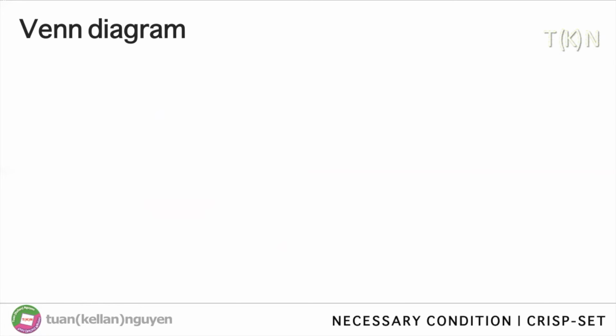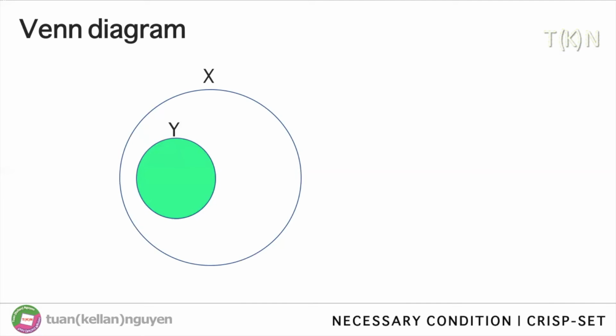Another useful method to present necessity is the Venn diagram. Each circle is a set. We have the outcome set Y and the condition set X. If X is necessary for Y, then the circle for set Y is fully contained in the circle for set X. Or we say Y is a subset of X.